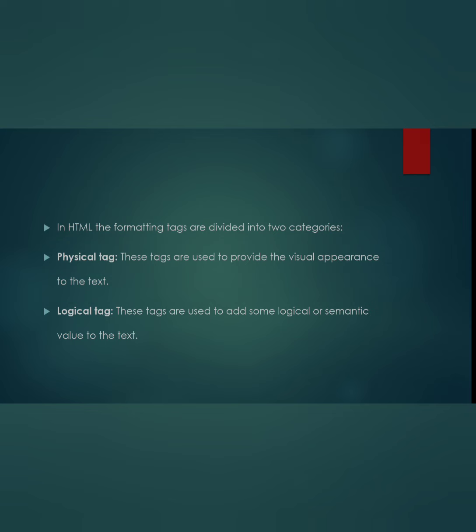In HTML, the formatting tags are divided into two categories. The first one is the physical tag, the second one is the logical tag. Physical tags are used to provide the visual appearance to the text. Logical tags are used to add some logical or semantic value to the text.